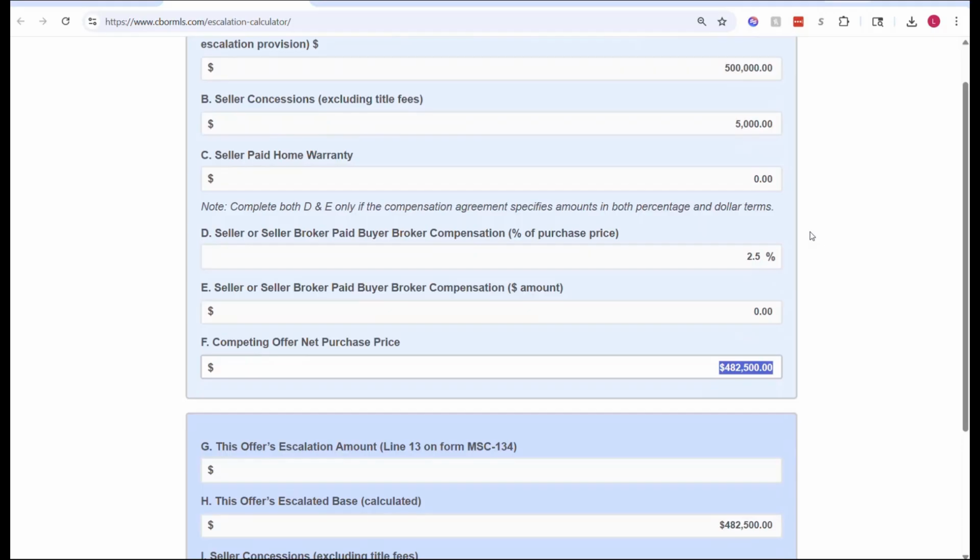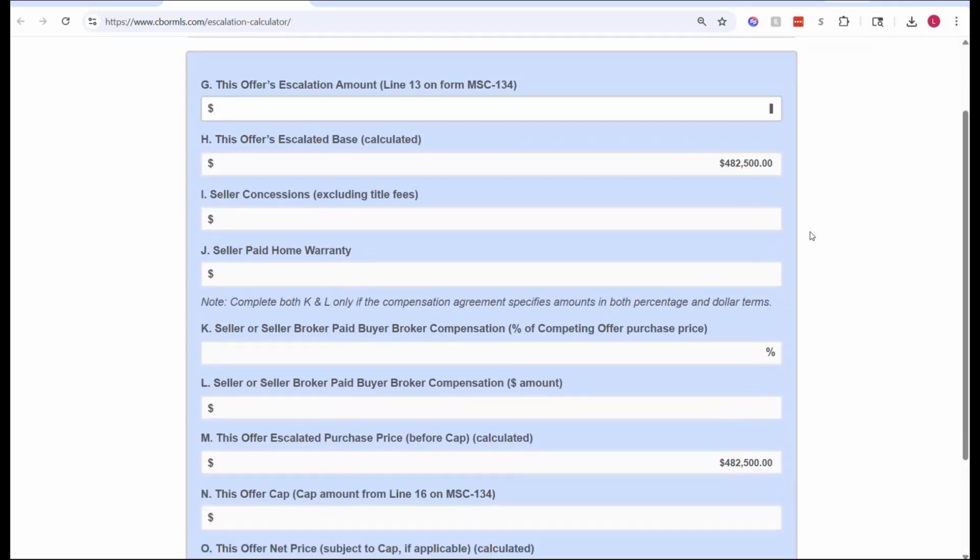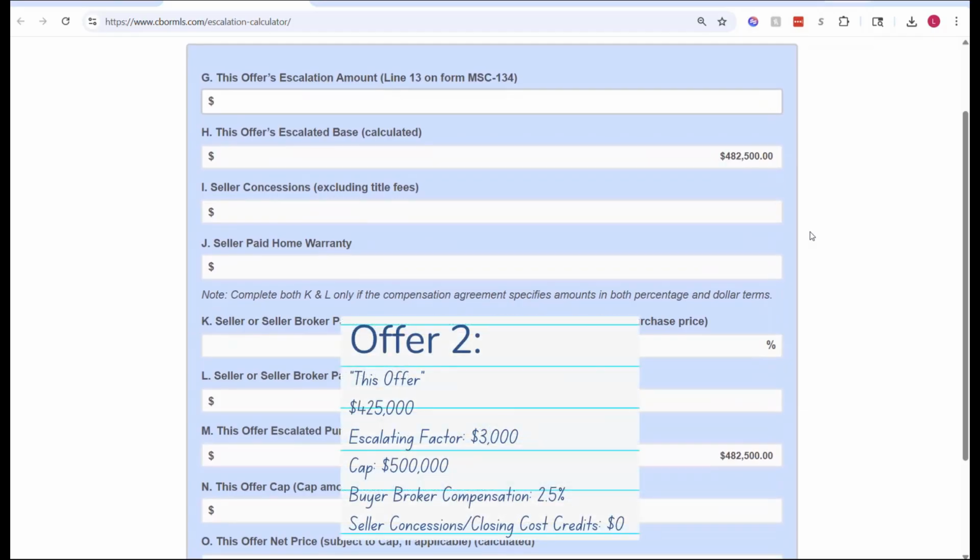For the offer your sellers intend to accept, this will be referred to as this offer on the calculator. Enter this offer's escalation amount, line 13 on Form MSC-134, in box G. In this example, that would be $3,000. The calculator auto-calculates box H, this offer's escalated base, by adding boxes F and G together.